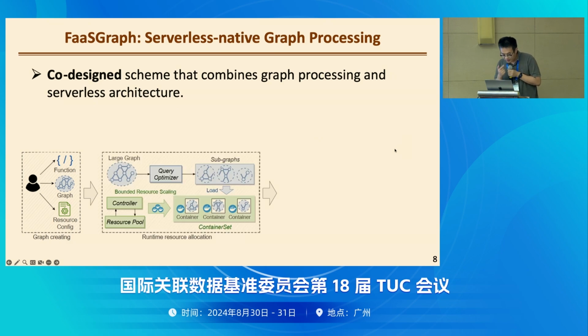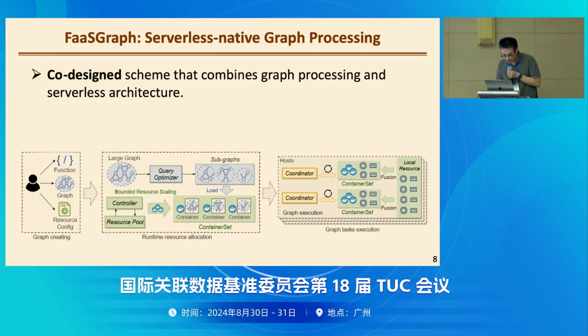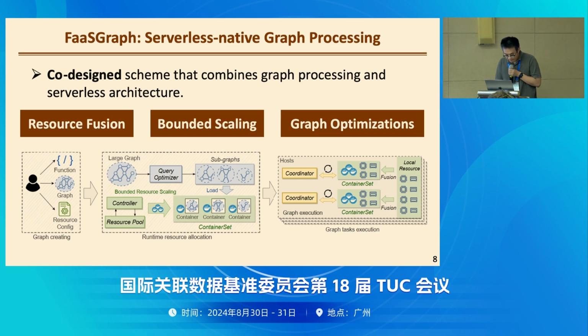Then, when a user sends a request, the scaling controller will retrieve containers from the resource pool and load the necessary graph dataset if required. The graph dataset is generally in the cloud storage. Subsequently, the containers will begin executing iterative graph processing tasks controlled by a coordinator. In the subsequent sections, we will dive into the details of our designs within FastGraph, including three key techniques. The first one is resource fusion, then bounded scaling, and some graph optimizations.